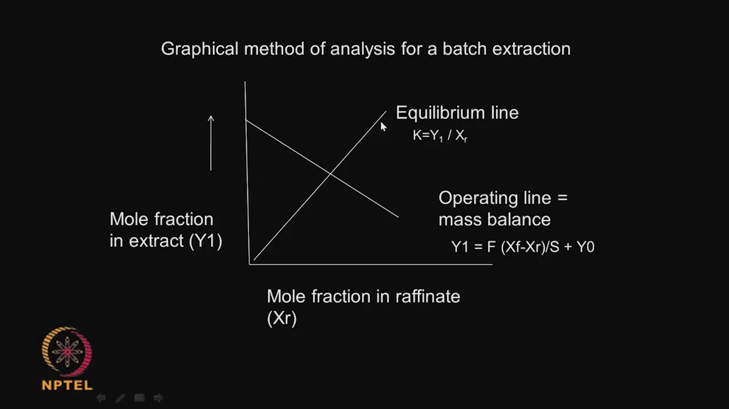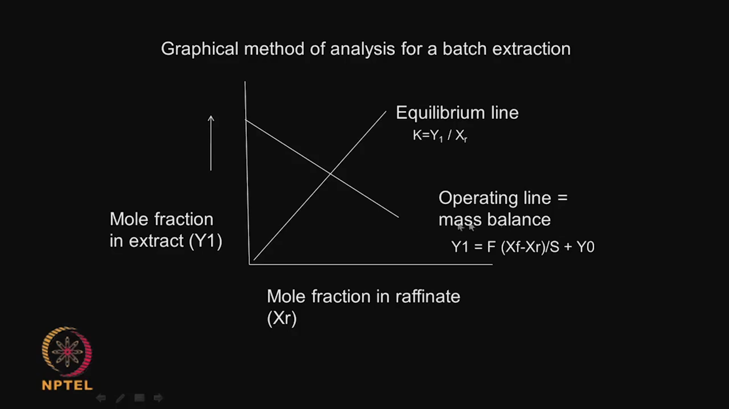In the graphical method for batch extraction, we draw a graph where we have on the x axis the mole fraction in the raffinate, and in the y axis we have the mole fraction in the extract. So, there are two lines that will come. One is the equilibrium line, that is K is equal to y1 by xr, and it will be a straight line passing through the origin. The other one will be the operating line, which corresponds to the mass balance.